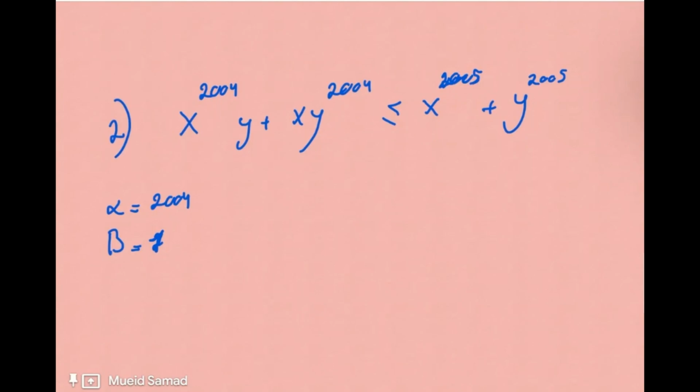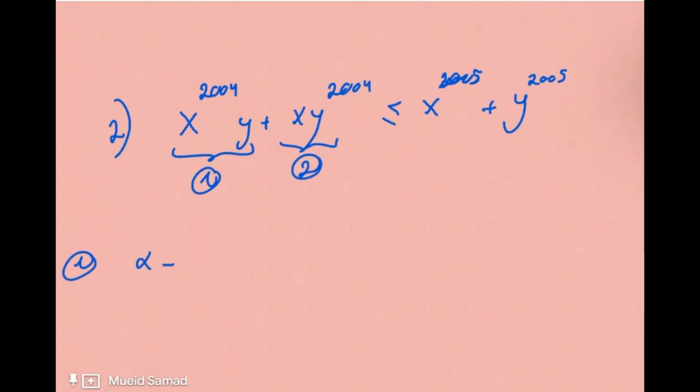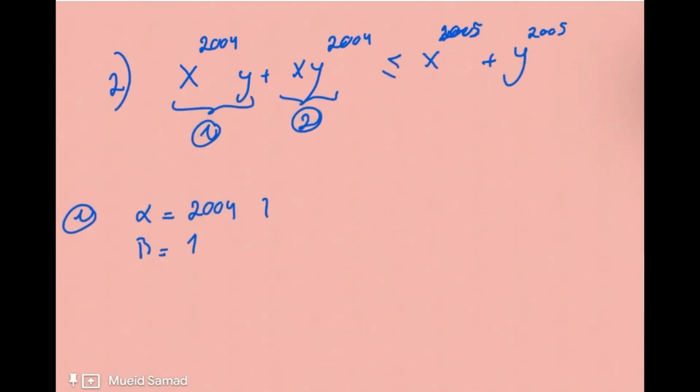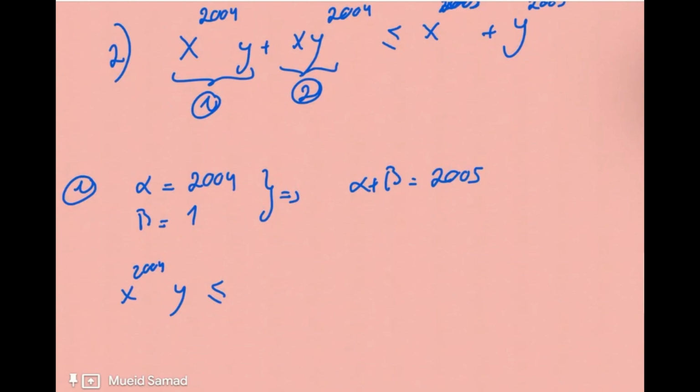Actually, no, we have to do two estimations, one for this and one for that. They are different estimations, so let's start out with those two things individually. Let's start with this and then with the next one. Okay, so this here, we say alpha is 2004 and beta is 1. Then alpha plus beta is 2005. And okay, let's just get right to it. x to the power of 2004 times y is smaller or equal. We know how to use the previous one.